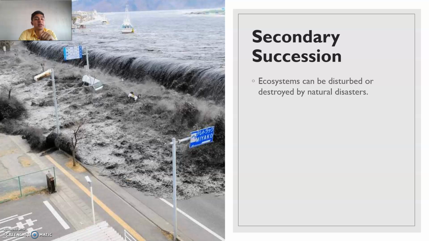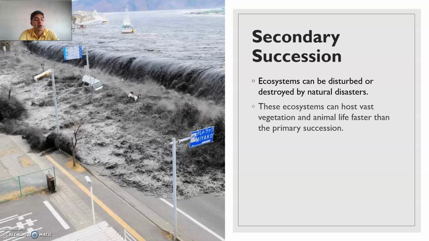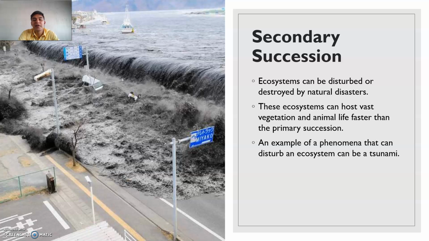Then we have the secondary succession. Ecosystems can be disturbed or destroyed by natural disasters, such as the tsunami that you are seeing right there. These ecosystems can host vast vegetation and animal life faster than the primary succession. An example of a phenomenon that can disturb an ecosystem can be a tsunami.